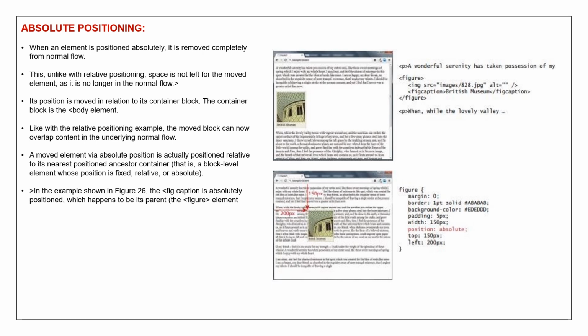The figure describes the absolute positioning. Margin is 0, border 1pt solid, background color is identified with a hash tag and its code, padding 5px, width is 150px, and the positioning is absolute. Top is 150px and left is 200px.